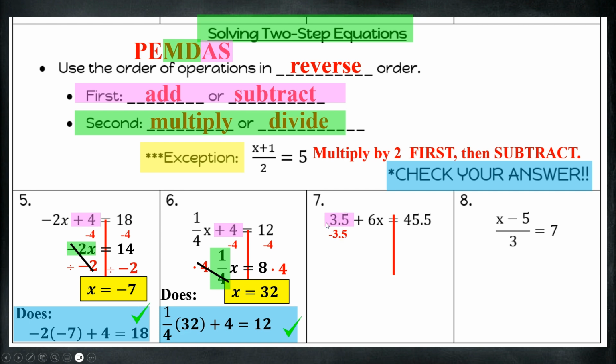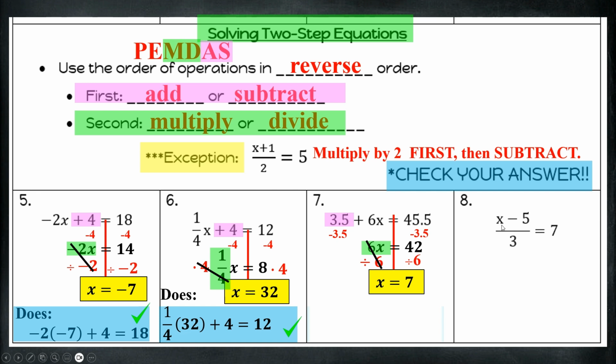Still, it's just a constant, so that constant needs to be moved to the other side of the equation or away from the variable. So we do that by subtracting the 3.5. And then we're left with 6x is equal to 42. And because that's the coefficient, 6, which is being multiplied to the x, we are now going to divide both sides of the equation by 6. And then finally, we have x is equal to 7. Then we can plug it in and check our answer.